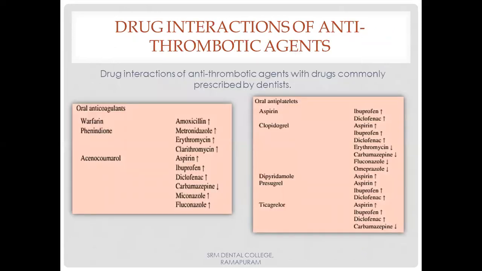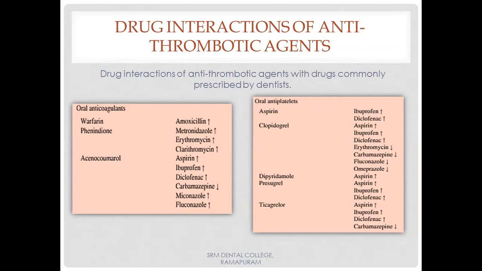The drugs which are commonly prescribed will have certain interactions with each other. So whenever we prescribe drugs for patients on anticoagulants, we should avoid certain drugs. Commonly, patients on warfarin, phenindione or acenocoumarol have a drug interaction with common drugs like amoxicillin, metronidazole, erythromycin, and clarithromycin, even aspirin for that matter, and diclofenac. When we give these, it potentiates more bleeding.